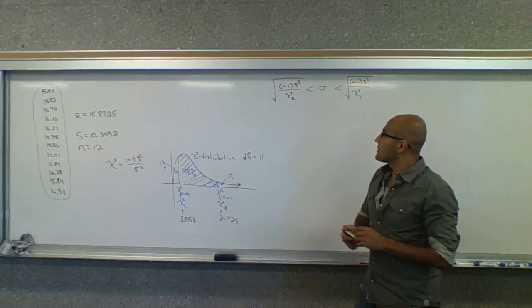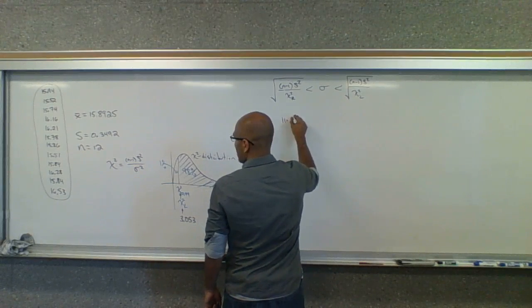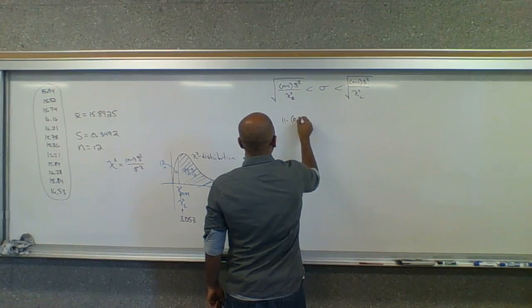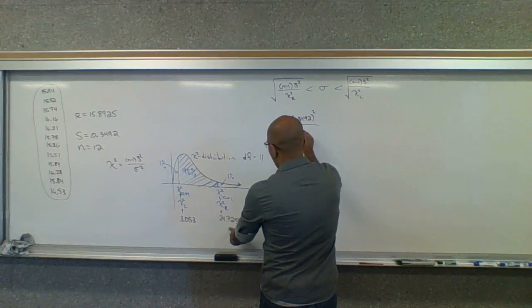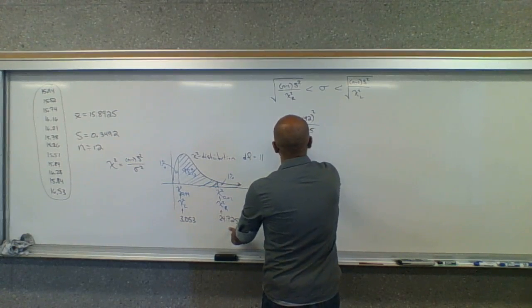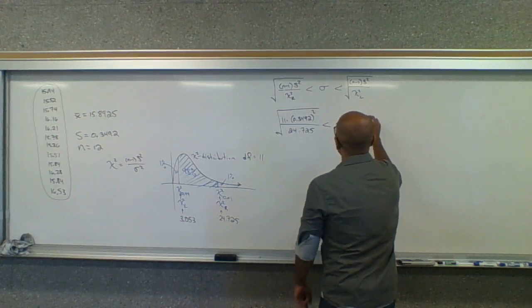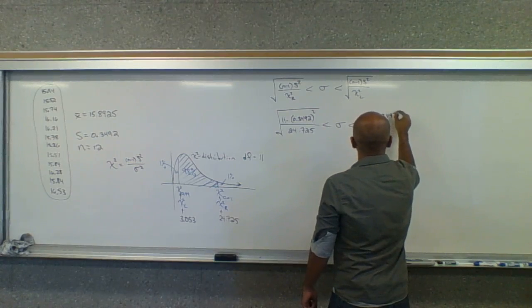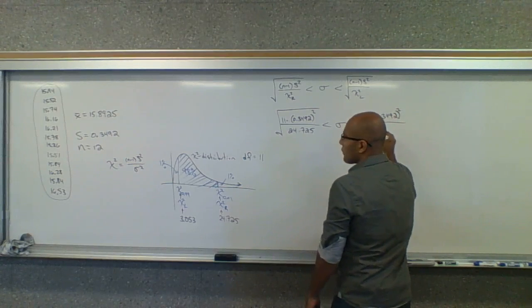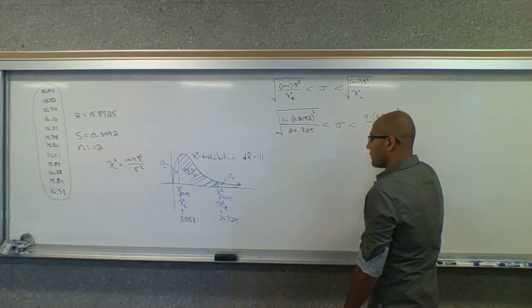So it'll be the square root of 11 times 0.3492 squared all over chi squared right, which will be 24.725, less than sigma, less than the square root of 11 times 0.3492 squared all over chi squared left, which is equal to 3.053.